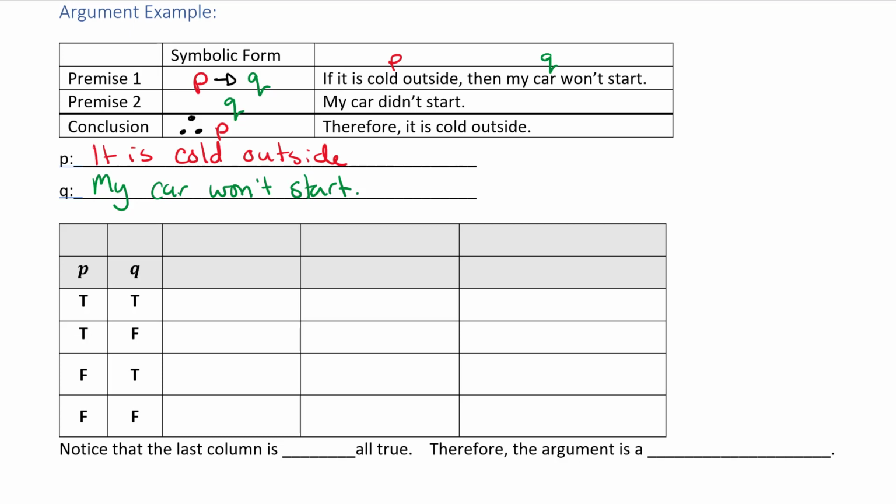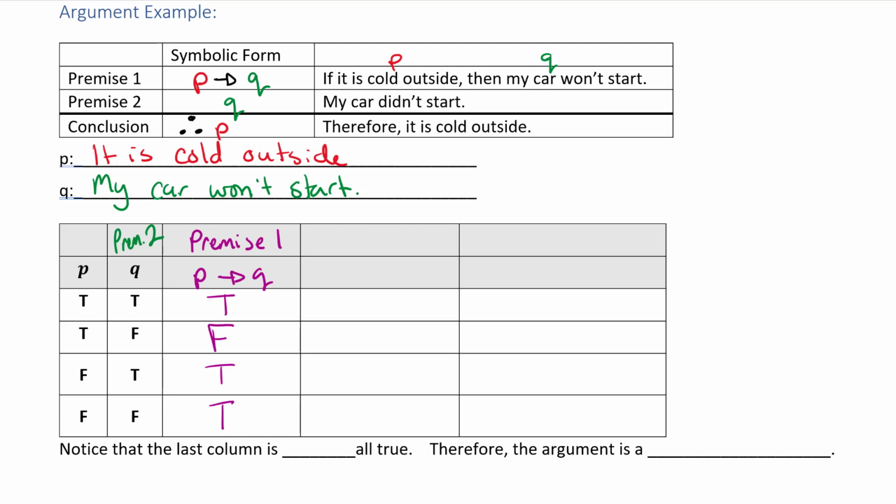My premise 2 is actually already done. Premise 2 is Q. So I'm just going to put premise 2 right on top so I know what I'm talking about. I also want to do premise 1, which is if P then Q, and that means I'm going to use my first two truth columns. The conditional statement is only false if the antecedent is true but the consequent is false. So if true then true, that's true. If true then false, that makes the whole statement false. If false then true, that is true, and if false then false, that is true.